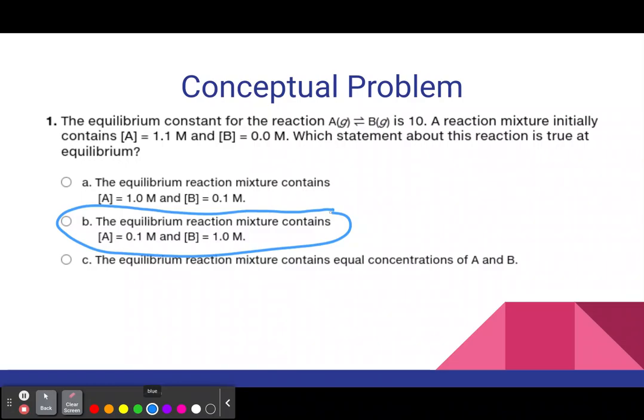Okay? C, the equilibrium mixture contains equal concentrations of A and B. That would not be the case, right? That would be the case if K was approximately 1, all right? But not for this one. So the correct answer is B.